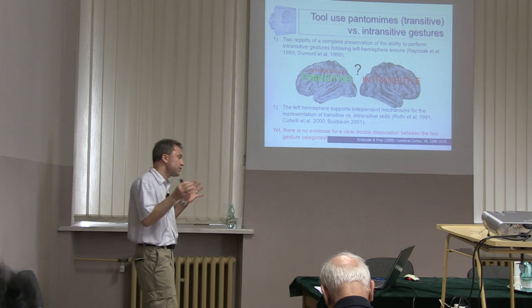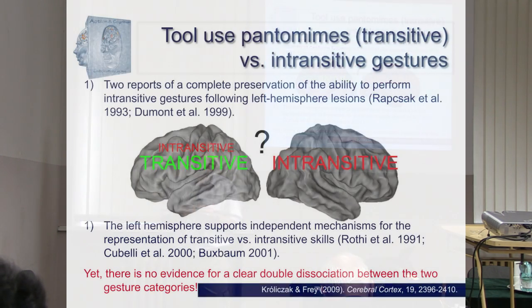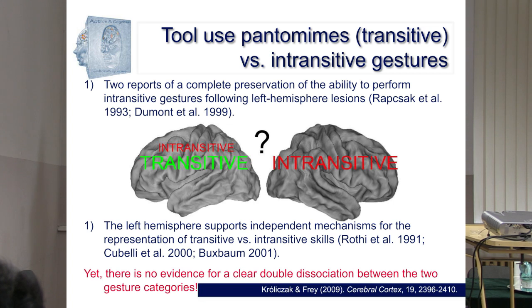When I came to this area, I realized very quickly that even though there were these reports of problems with intransitive and transitive gestures, and people claimed that two gesture categories might be represented differently in the brain, there were some problems with the reports. Primarily, the pattern that emerged was that tool use gestures were most often affected by left hemisphere damage, but not necessarily intransitive gestures.